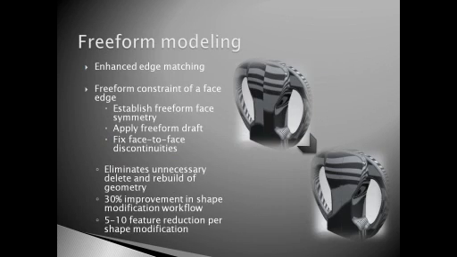Some of the other enhancements are the edge matching. Just taking a look at these images here, you can see the upper left. You have that parting line in there, and you can see that the surfaces really aren't matching up. Well, using the Freeform tool, you're going to establish a better face symmetry. You're going to be able to apply Freeform drafts. You can fix the face-to-face areas where it's not joining up properly, and you're going to get a much smoother, much better looking product out of the software.